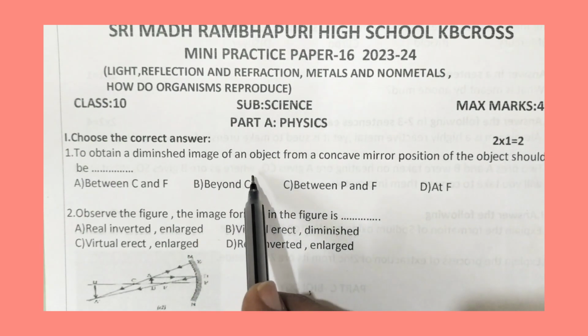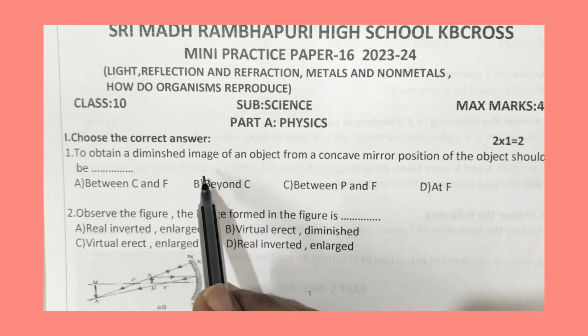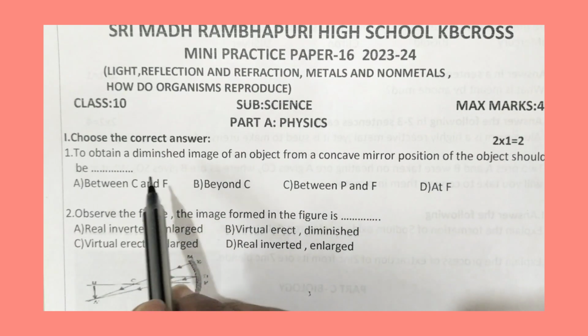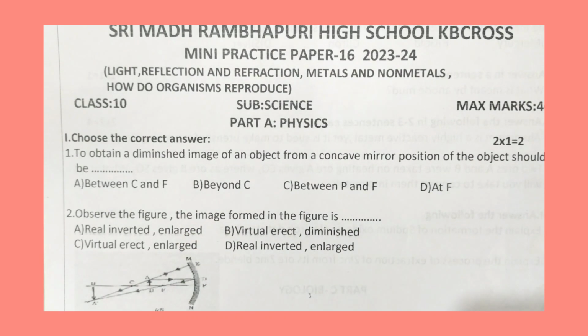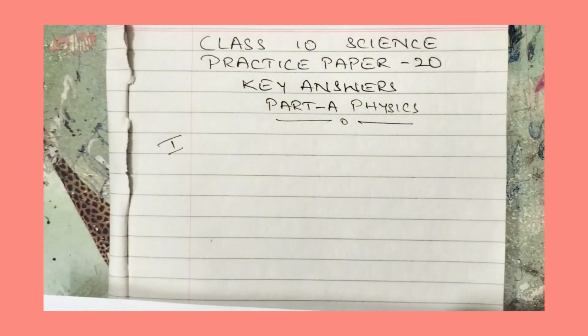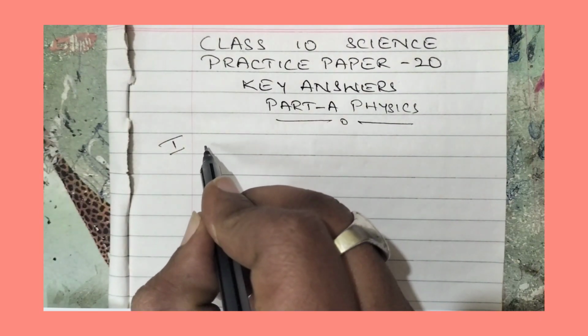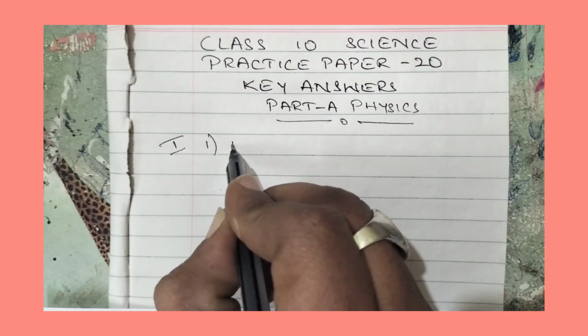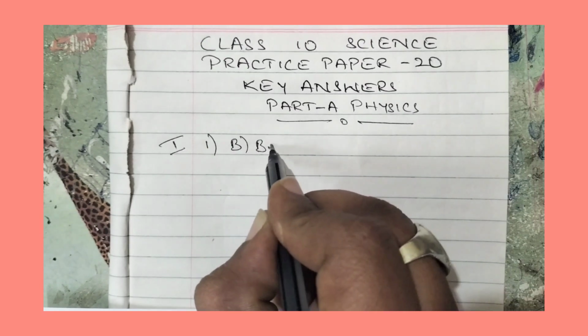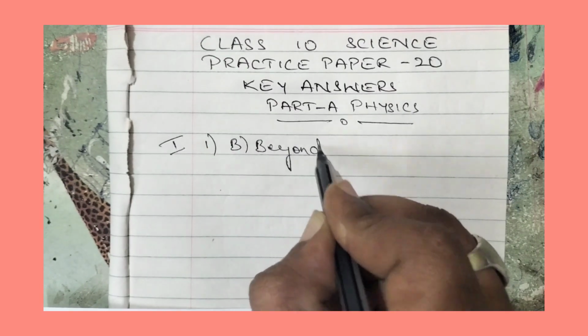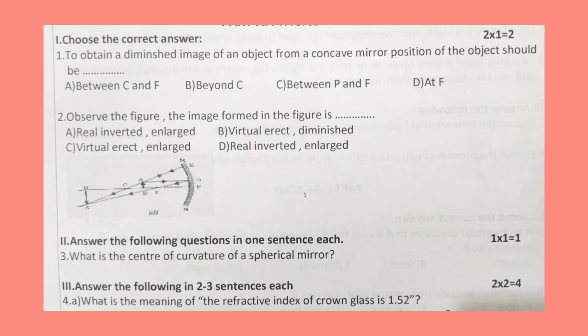If you keep the object behind C, the image will be formed between C and F, and hence the image will be diminished. So for the first question, the right option is option B, behind C. You have to keep the object behind C.